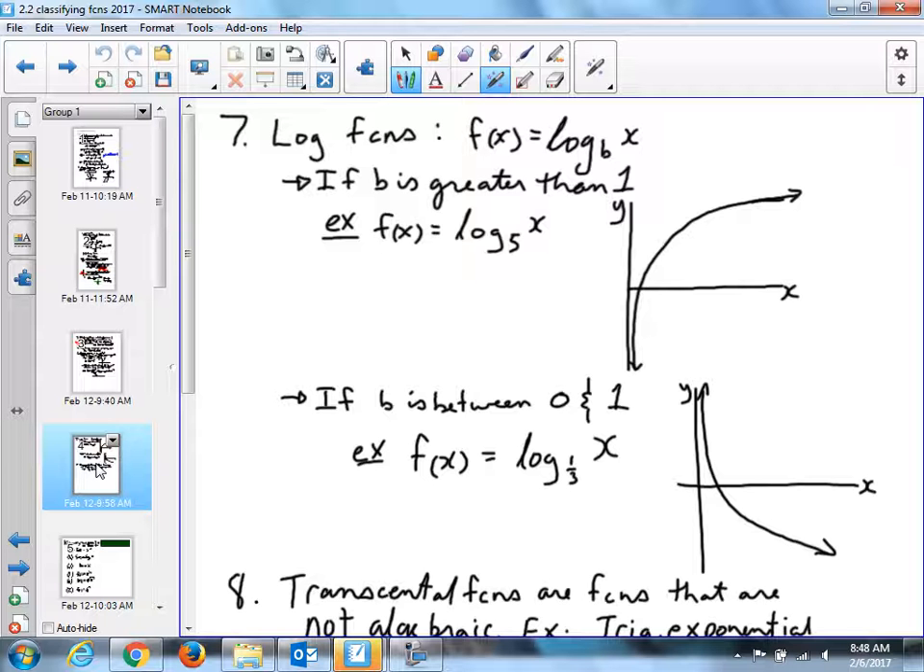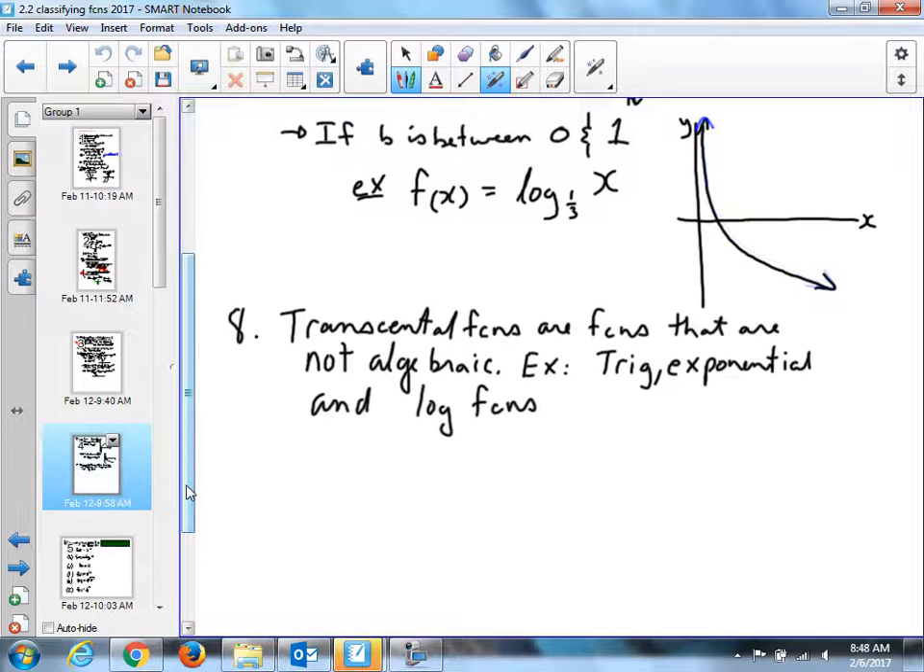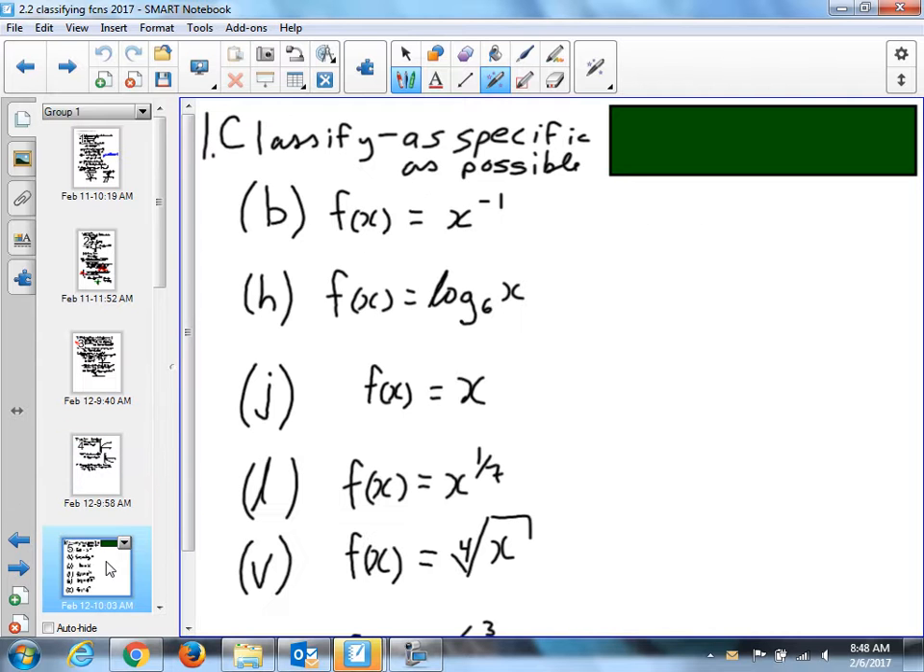Okay. And if the log base is larger than 1, it's going to grow. There's absolutely no negative values in here. Nothing. This side, right? Likewise, here, log to the 1/3 x. So when the base is less than 1 but greater than 0, you get something like this. Okay? That's what log functions look like, the general picture. Transcendental functions are not algebraic. That's the categories we were just looking at: trig, exponential, and logarithmic functions. Those are the vocabulary kind of things here.